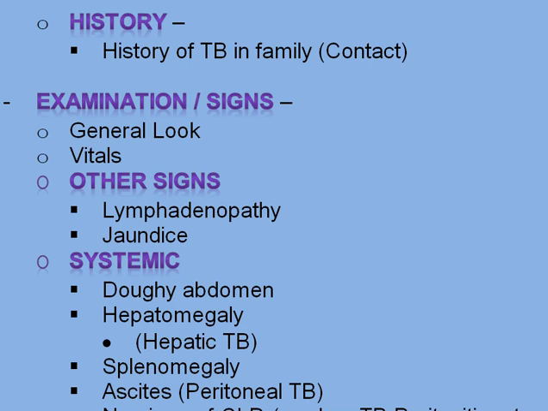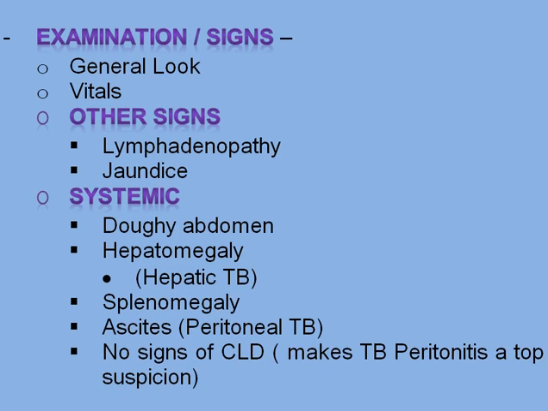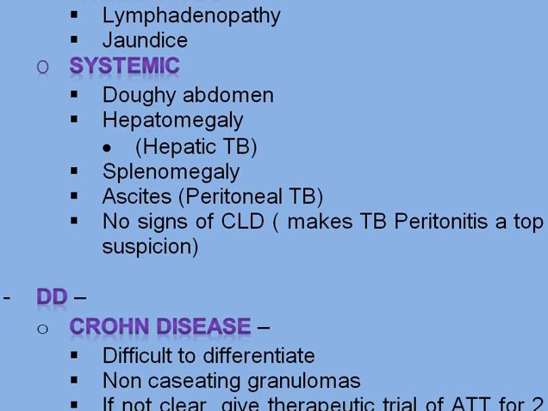Whereas the specific signs relative to the abdominal TB: there will be lymphadenopathy, there will be jaundice in case the liver is involved. Abdomen feel will be doughy on palpation. There will be hepatomegaly in case of hepatic TB. There will be splenomegaly. There will be ascites in case of peritoneal TB. There will be no signs of CLD. If there are no signs of CLD and these are the findings, then keep TB peritonitis on the top differentials.